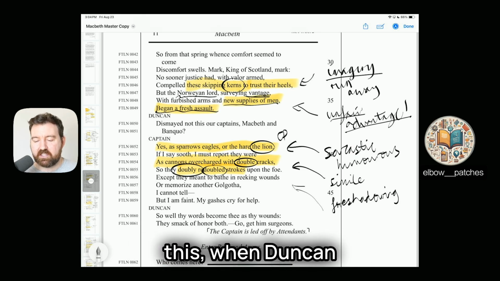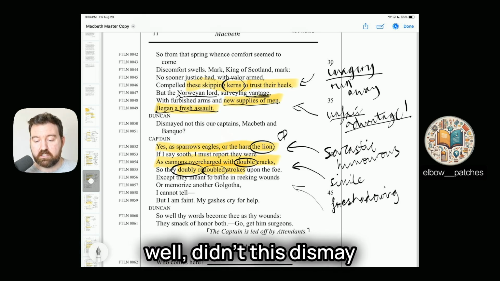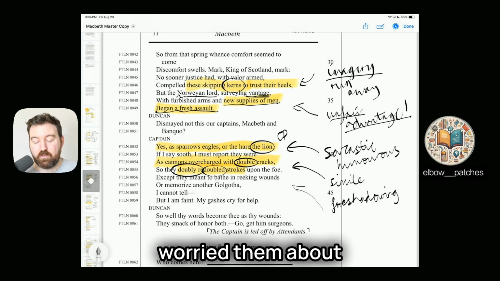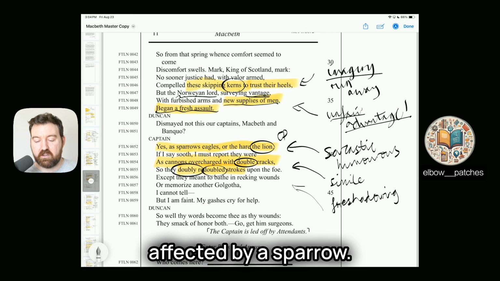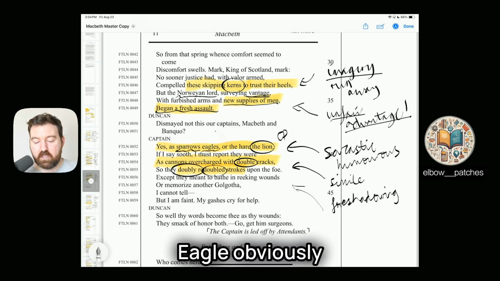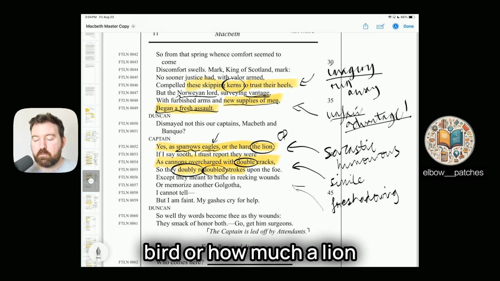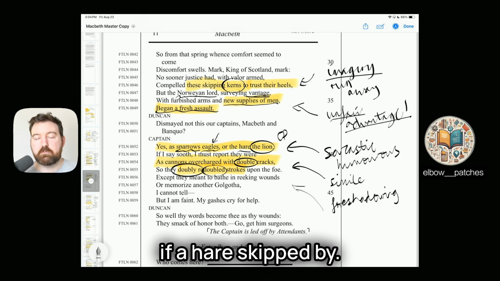Yet despite this, when Duncan gets worried and says, well, didn't this dismay Macbeth and Banquo? The captain replies in a very sarcastic, humorous way. He says, yeah, the new army worried them about as much as an eagle is affected by a sparrow. An eagle is obviously a massive bird, a sparrow is a tiny little bird, or how much a lion would be bothered if a hare skipped by.